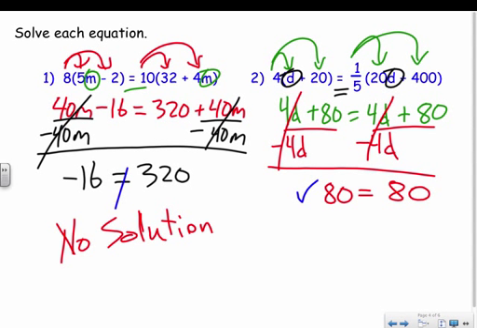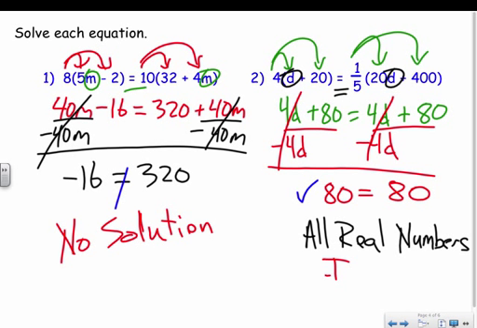Okay? So we say that every solution works. I can put any number, any decimal, any negative number. So we say all real numbers. All real numbers. Right? Every solution works. Or you could put the property that is. We call that the identity property, where every single number works for that variable. Either way, I'm okay either way.